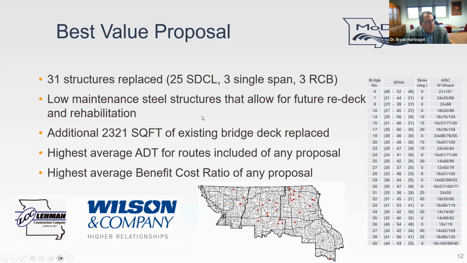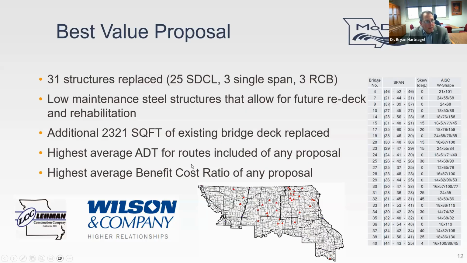One of the things that was a great value and gave them some points on the durability, as I said, is these were low maintenance steel structures that allow for future redeck and rehabilitation. A lot of these old steel girder bridges, we do a redeck because maybe it's a poor condition deck, but the sub and superstructure are in fair or even good condition. Lehman Construction and Wilson and Company gave us an additional 2,300 square feet of existing bridge deck replaced.